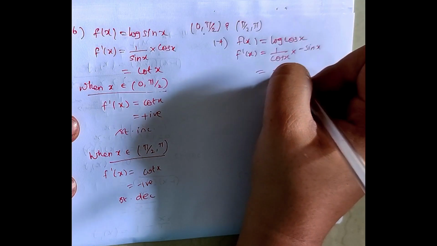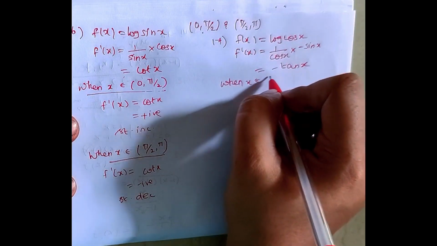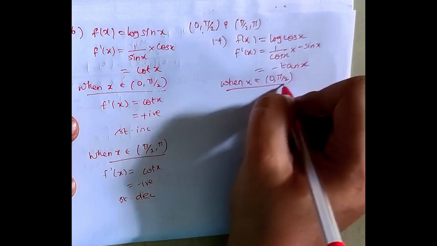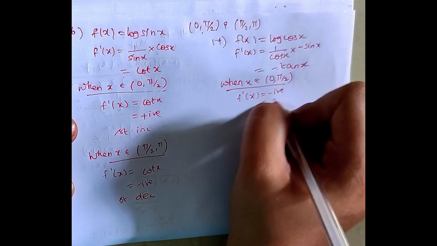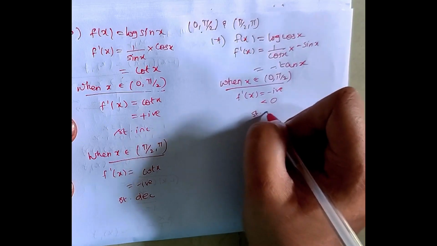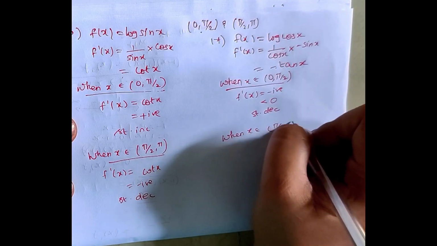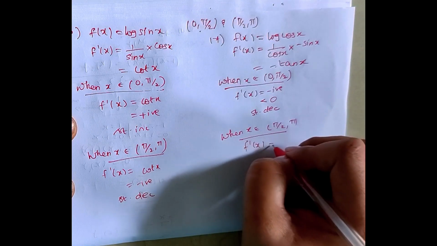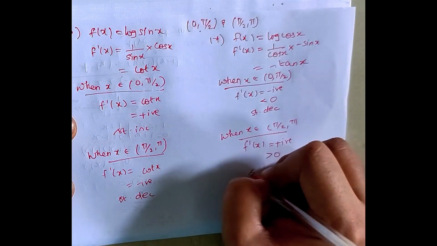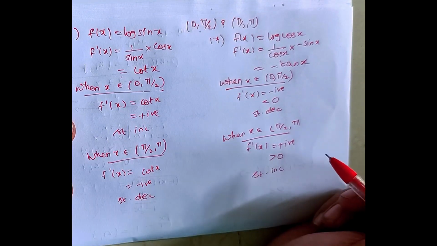So it is minus sin by cos, it is tan x. When x belongs to the interval 0 comma pi by 2, tan is positive but we have negative here. So the derivative is negative, that is less than 0. The function is strictly decreasing. And when x belongs to the interval pi by 2 comma pi, tan is negative and outside we have a negative sign, negative into negative is positive. So it is greater than 0, the function is strictly increasing. If you check both the questions, it will be quite opposite.